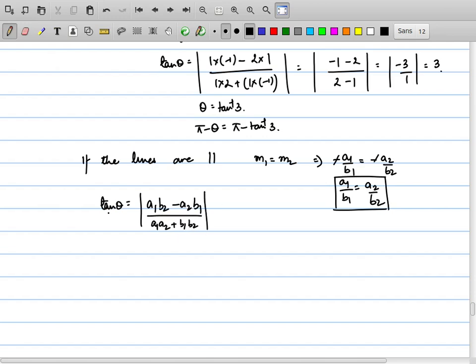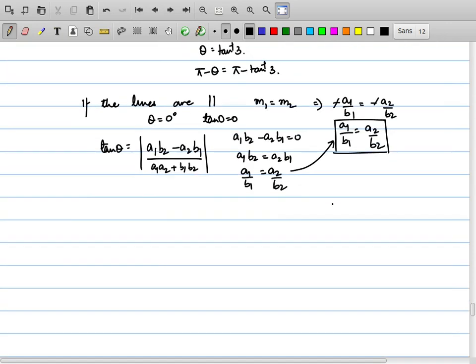Now if the lines are parallel, the angle between them, theta, would be 0. Tan 0 is 0. Therefore the numerator should be 0, and therefore a1 b2 minus a2 b1 should be 0. This can be written as a1 b2 = a2 b1. On rearranging we get a1 upon b1 equal to a2 upon b2. And this is what we had learnt earlier, and it comes from this formula itself. Now this is the first case.